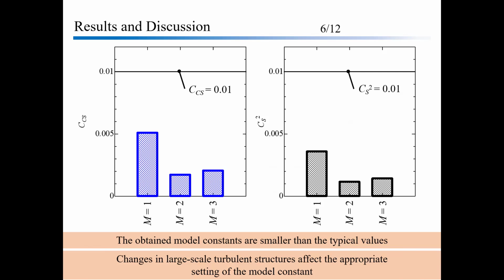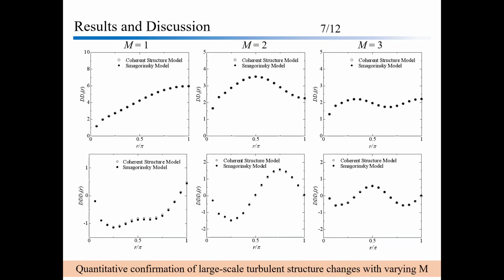The optimized value obtained for the model constants are also compared to their reference value in the figure. In all results, the optimized value of the model constants are lower than the reference values. In this study, structure functions were used to assess how different m value affects turbulence structure. Second and third order structure function in the x direction will be evaluated.